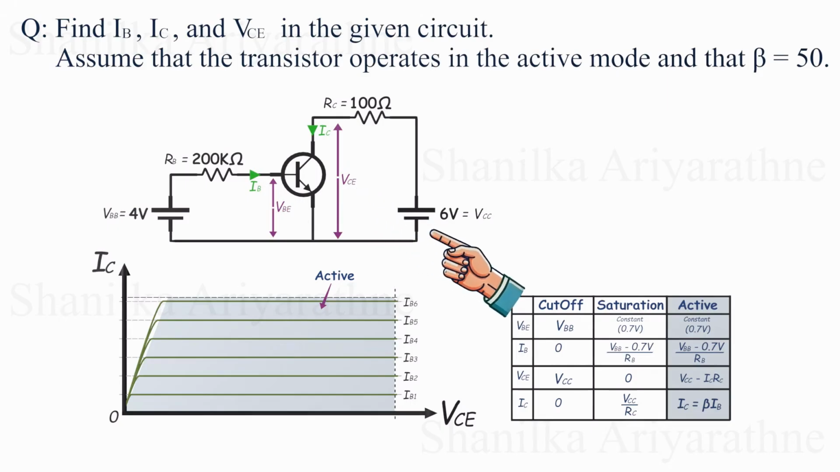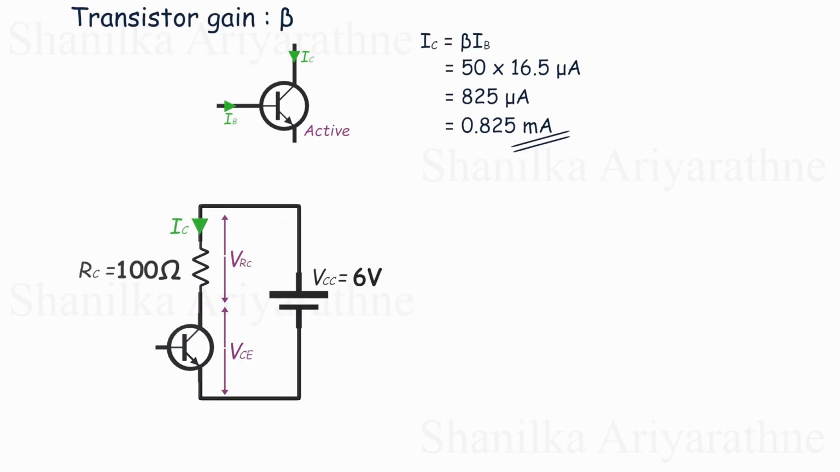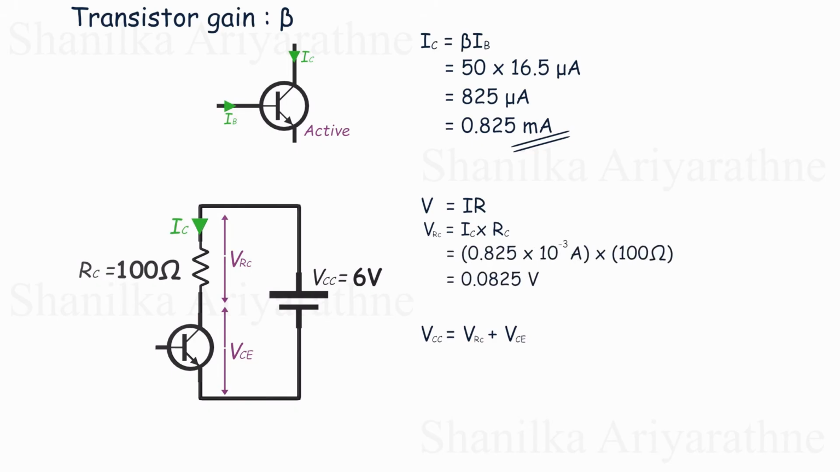To do this, take a close look at the output side of the circuit. If we rearrange the layout in our minds, we can see that the supply voltage VCC is shared between the collector resistor and the transistor itself. That means VCC equals VRC plus VCE. We don't know VCE yet, but we can figure out VRC using Ohm's law. We already found the collector current IC to be 0.825 milliamps, and the collector resistor RC is 100 ohms. So VRC equals IC times RC, which is 0.825 milliamps times 100 ohms. That gives us 82.5 millivolts, or 0.0825 volts.